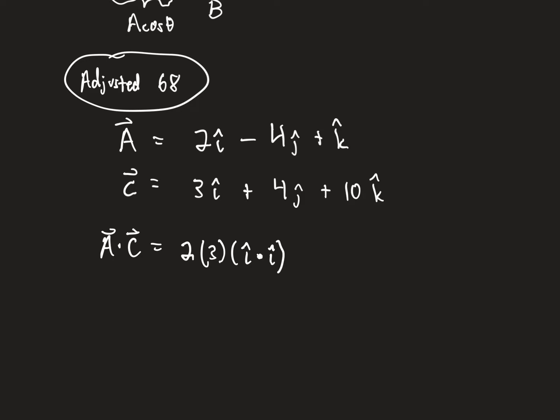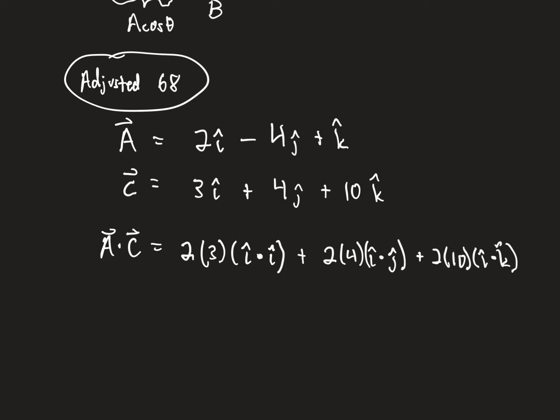Okay? And then I can do plus 2 times 4, and I can do I dot J. And I can do 2 times 10, and I dot K. Okay? So we should get used to doing this, because we're going to have to do this with the cross product if we do cross product the long way. Don't try to cheat and skip some stuff. Okay? So how does this work?